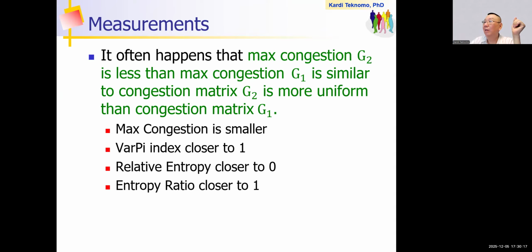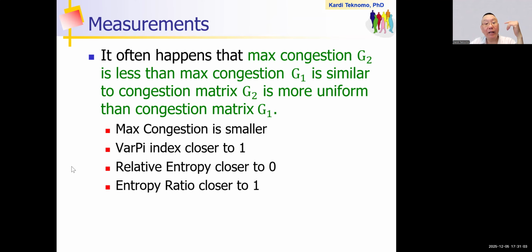For example, I can use relative entropy or entropy ratio. One of them that I developed is called the Faripi index. This measures the difference between the maximum and the average congestion. But this is not the usual average. This is the capacity weighted average congestion. The closer this Faripi index is to 1, the closer to Premachic equilibrium.